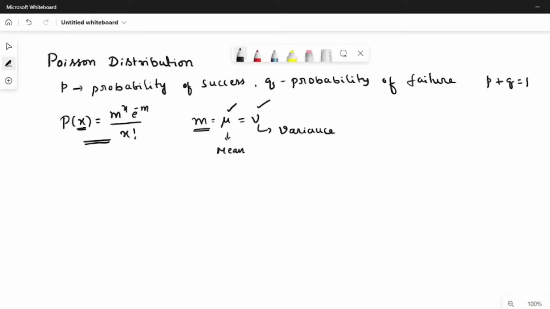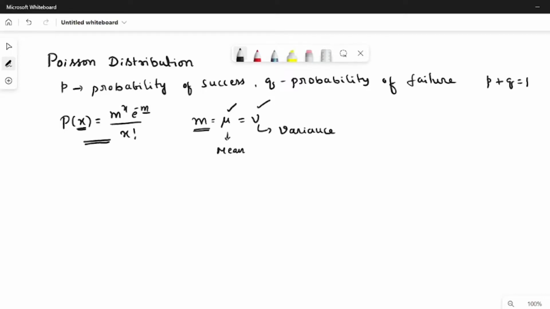Welcome you all to the discussion of problems on Poisson distribution. If p stands for the probability of success and q stands for the probability of failure, then the probability of x successes out of n trials is given by P(x) = m^x e^(-m) / x!. This is the formula for the Poisson distribution. In this case, the mean and variance both will be equal to this constant m.